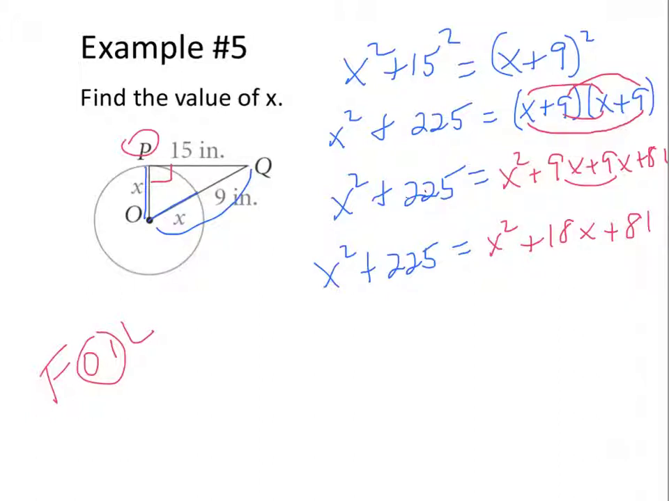Okay, so now I'm just going to bring my terms together. So if I would bring x squared to the other side and subtract it, what happens to your x squareds? They cancel. So now I get 225 equals 18x plus 81. I'm going to subtract 81 from both sides.